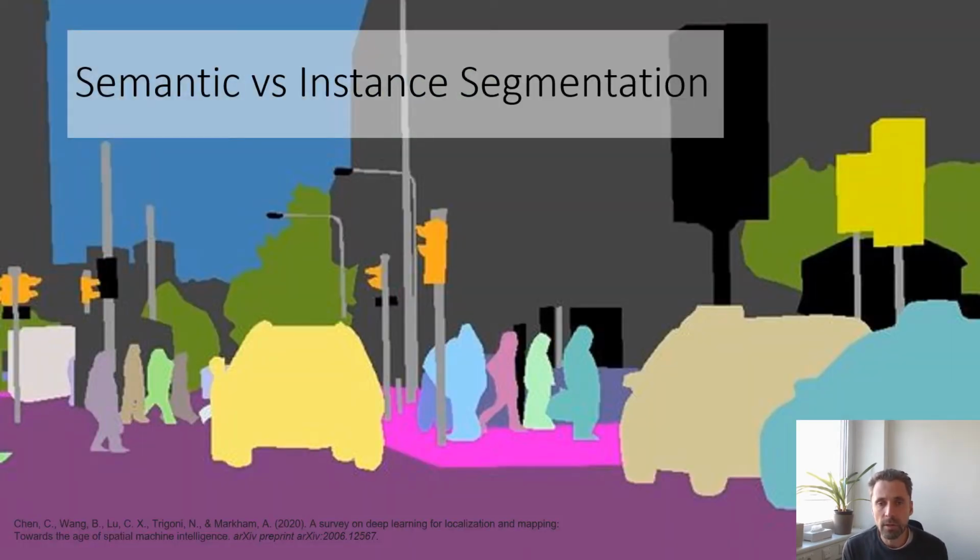There's a difference that we have to see here between semantic and instance segmentation. In instance segmentation, we really want to discriminate between separate instances of a certain output class. So for pedestrians, for example, we want to have an output that lets us discriminate these, although they belong to the same class.